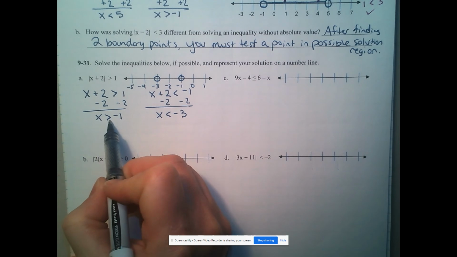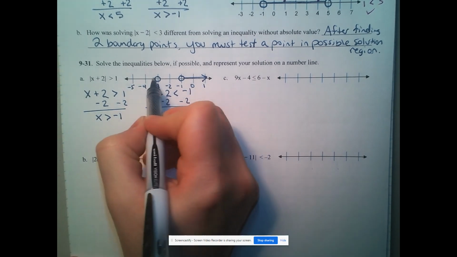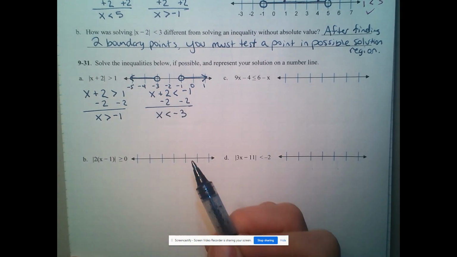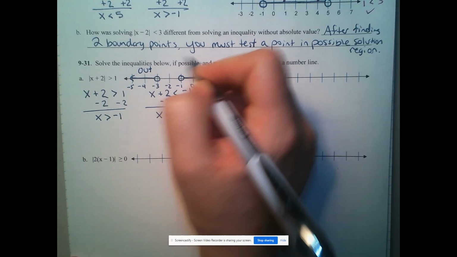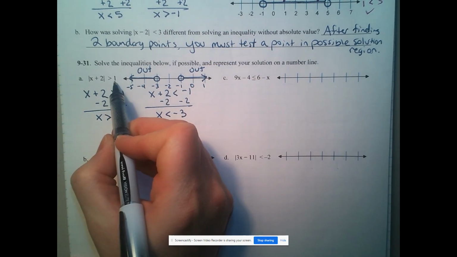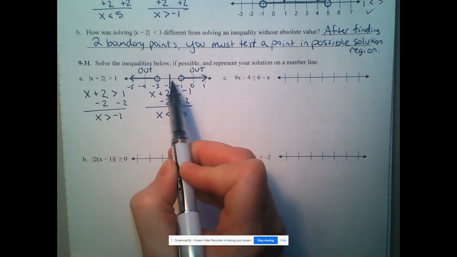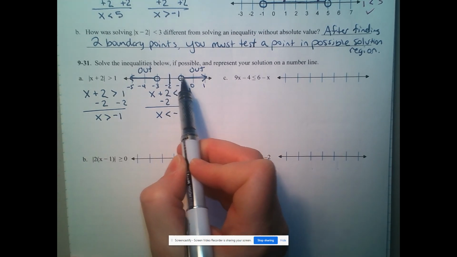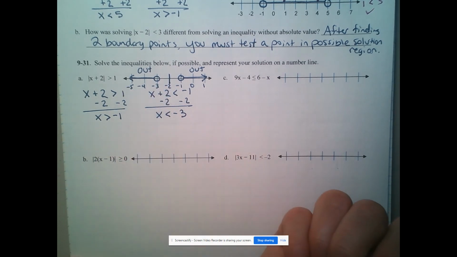X is greater than negative 1, which means I'm pointing up. X is less than negative 3, which means I'm pointing down. And I got exactly what I expected. My arrows are pointing away from each other, or they're pointing out. And that's because I wanted greater than a number. I wanted my difference to be bigger. See how your center is here at negative 2? I'm 1 away, but more. I'm 1 away, but more. So that's your greater than 1.